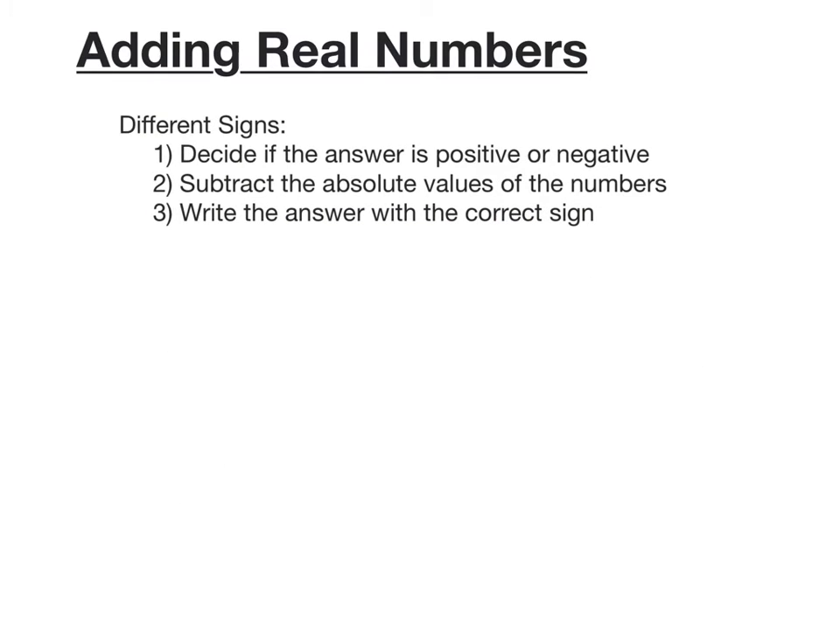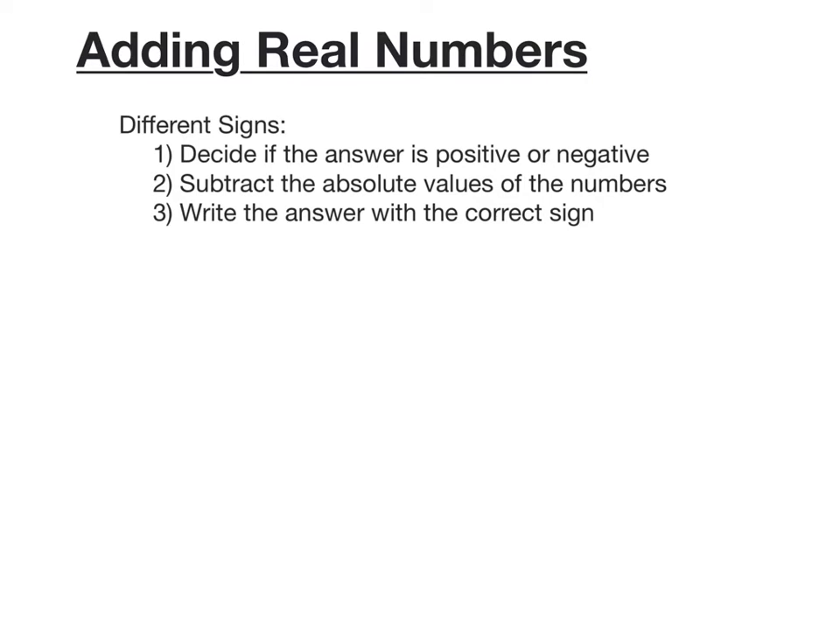When we have different signs, there's only one major difference. We still make sure we decide first, is the answer going to be positive or negative? And then we actually subtract the absolute values of the numbers. We don't add them, even though this is adding real numbers. If we're dealing with one positive and one negative number, we still have to subtract the absolute values of the numbers to find the answer. And then the third step, we still want to make sure we write the sign with the correct answer.